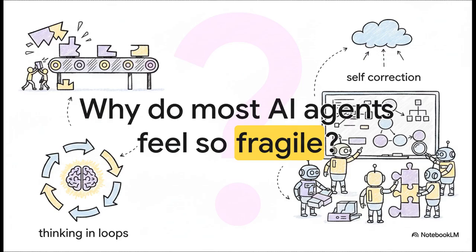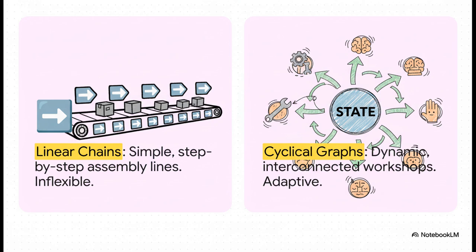You've probably felt this, right? Why do so many AI agents, even the really powerful ones, feel so fragile? Like you give them a complex, multi-step task, and they just kind of fall apart. Well, a lot of it comes down to how they're built. See, most AI workflows are like these rigid assembly lines. They're great for one simple thing, step by step, but they just can't adapt.